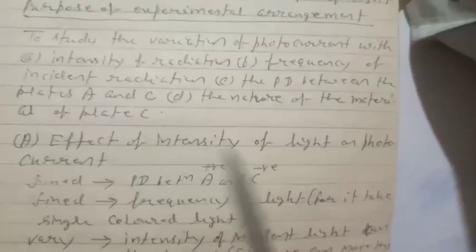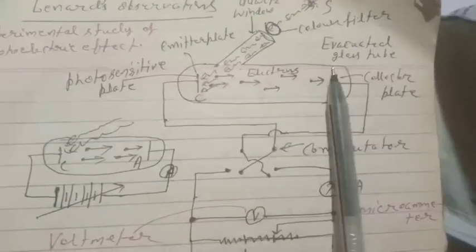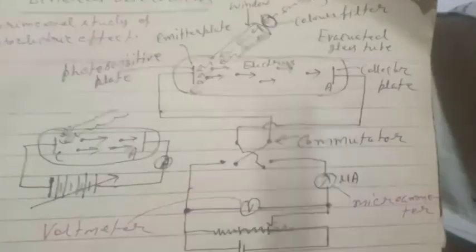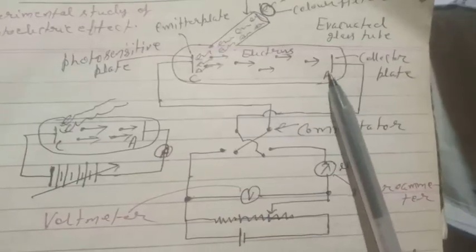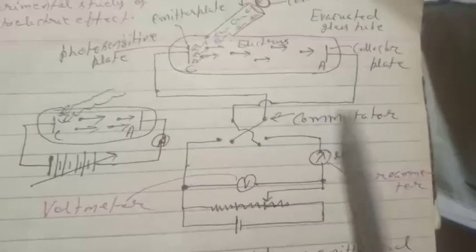Now let's study the experimental technique. Effect of intensity of light on photocurrent. Fixed potential between A and C. That is, first we fix the potential difference between A and C. This potential difference is fixed. A is made positive and C is made negative.